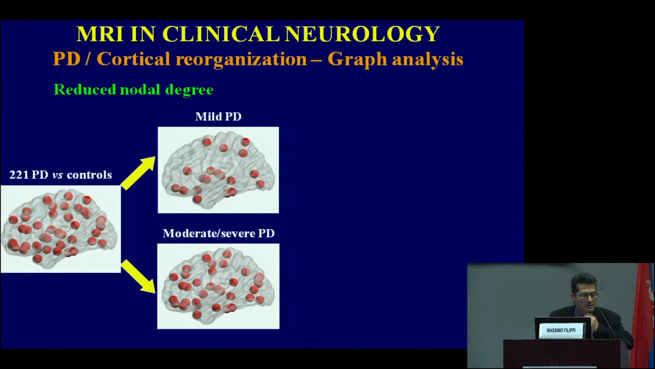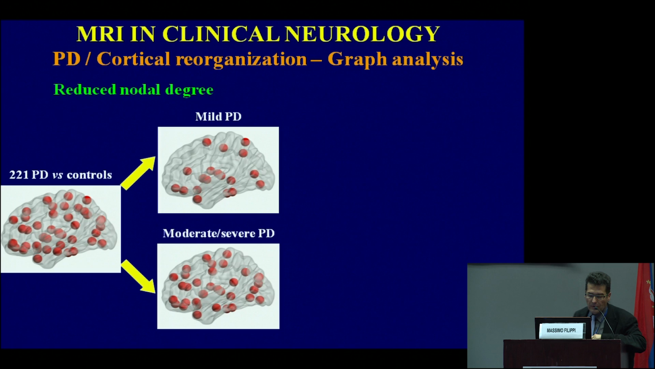But if you split the group into two groups, in mild PD you do have reduced connectivity in the areas that are associated with the motor networks, such as the SMA, and in the parietal, orbitofrontal, temporal, parietal areas, which are the typical areas that are hit very early in the course of the disease.